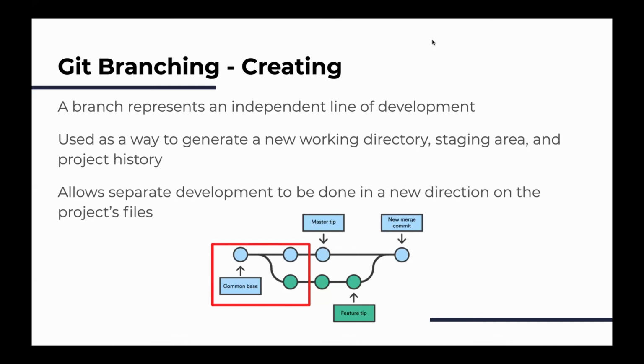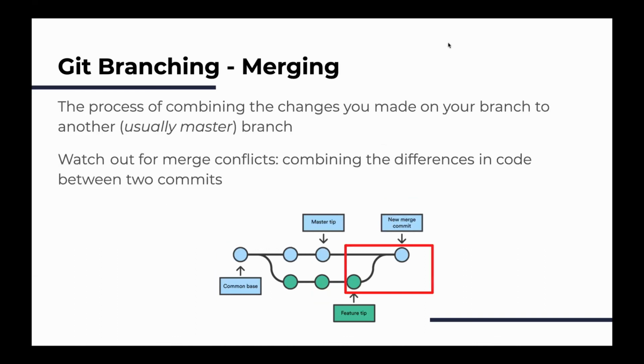Once you've worked through your code and are ready to combine it with the main line of development, that's what is known as merging. Merging is the process of combining the changes you made on your own branch to another branch, which is usually, like I said before, the main line of development, the master branch. You want to make sure that when you're combining the code, you're aware of the differences in code between the two commits. You're not overwriting lines that other developers have been working on. That requires communication between the developers as you're working through the same repository.